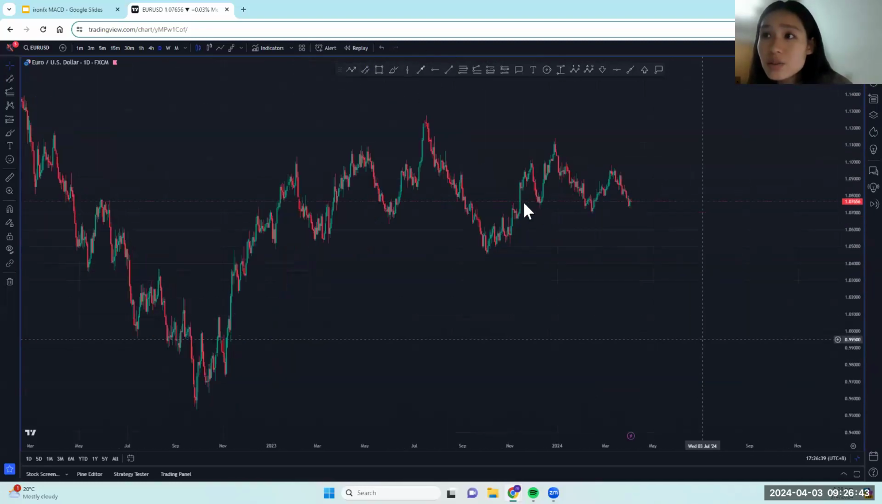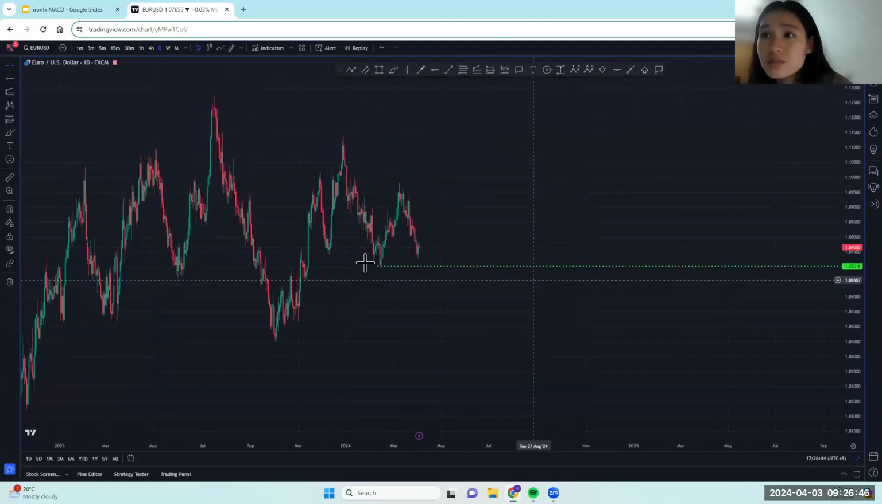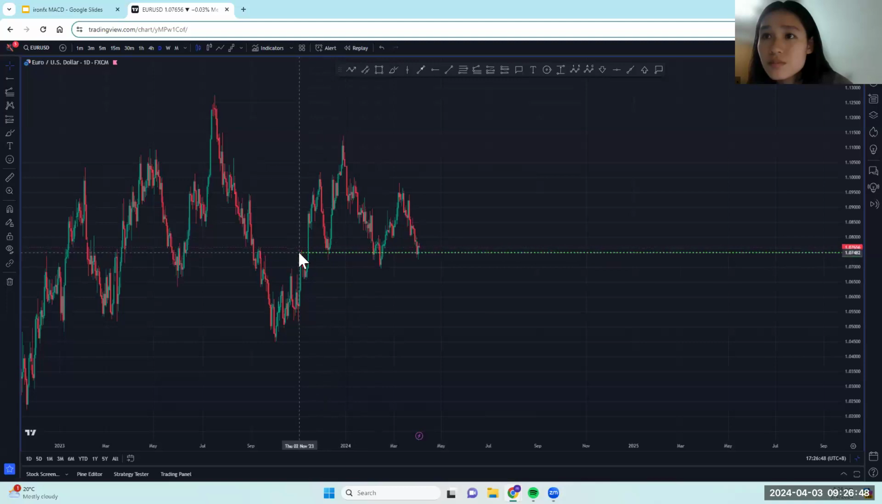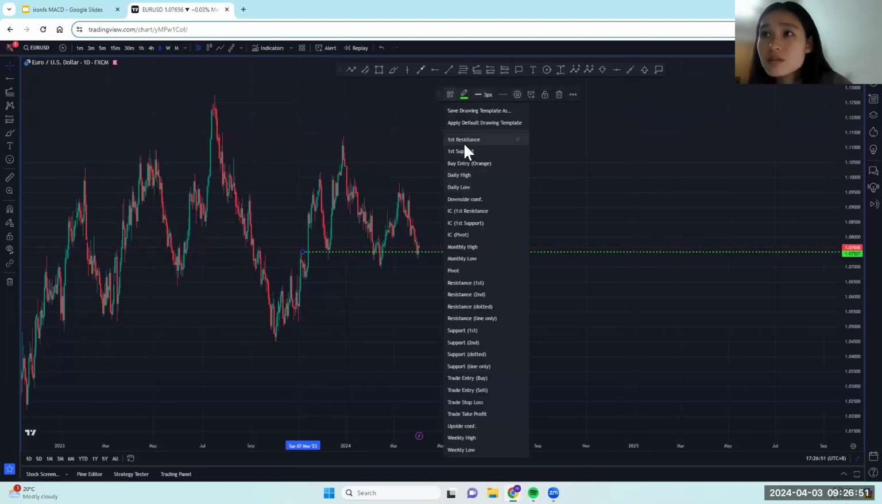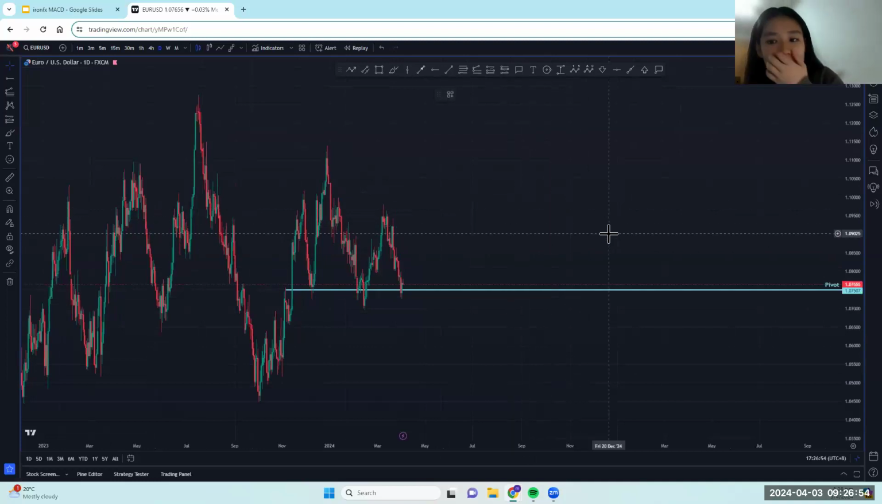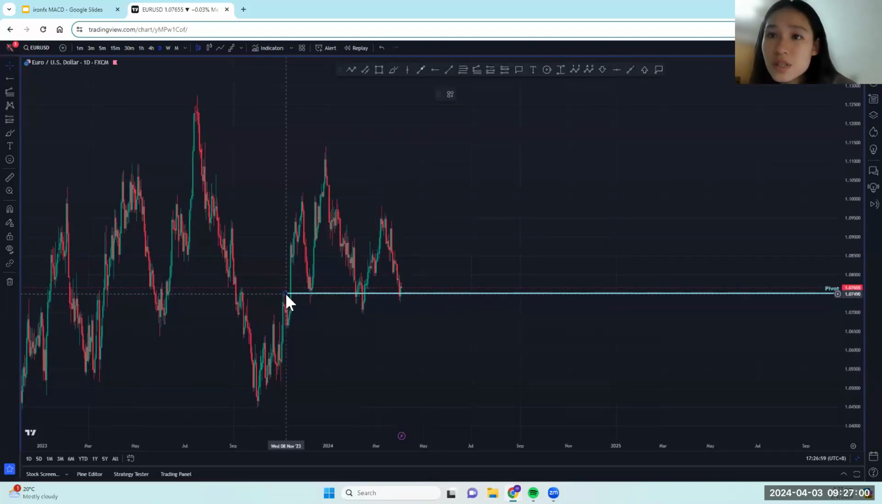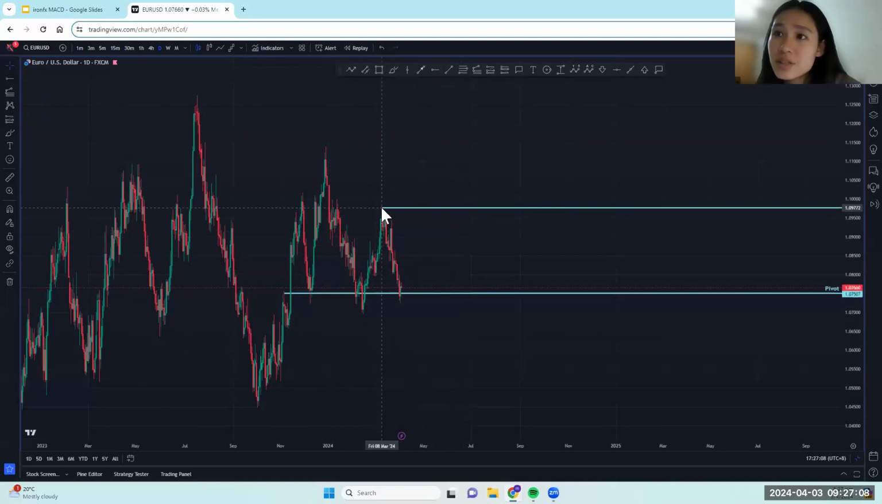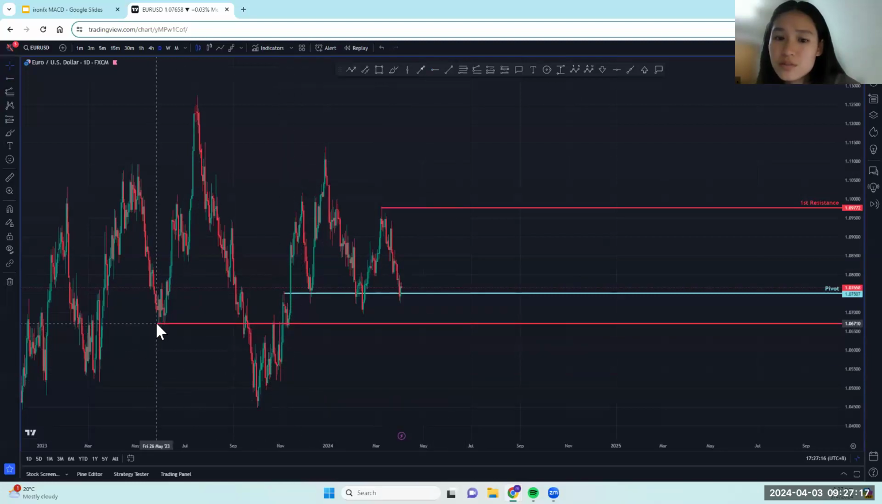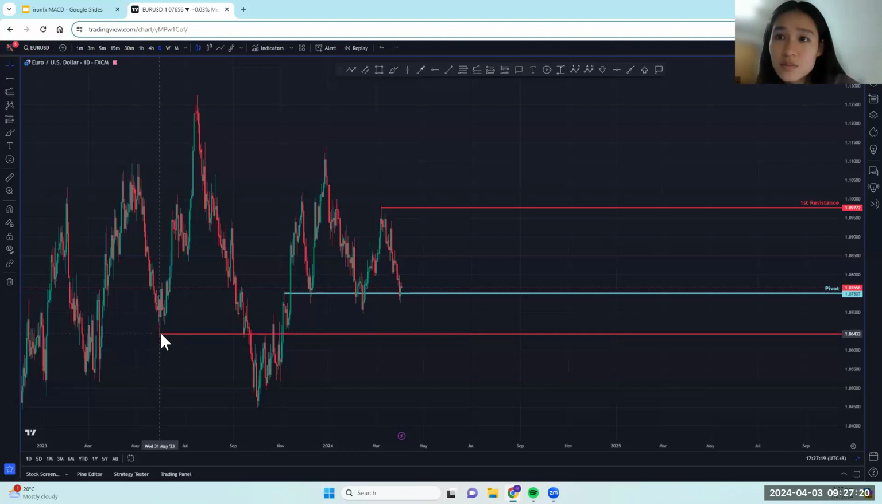Firstly, I'm going to place my pivot over here. My pivot's over here, and it's in line with some swing highs and some swing lows as well. For my first resistance, I'm going to place it up here at this swing high. And then my first support just here at the swing low and swing high.